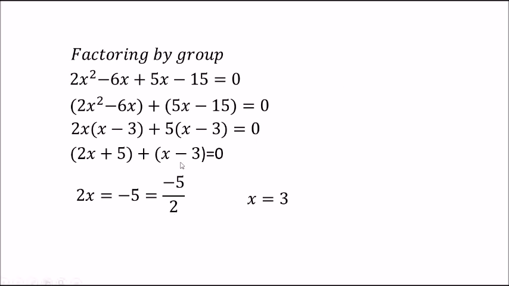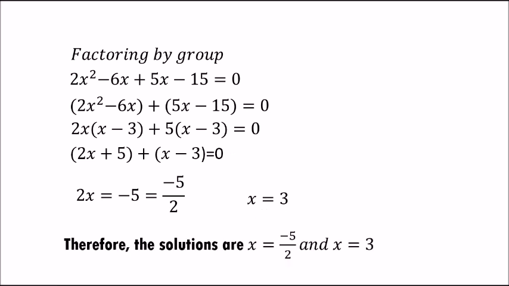Next, ito. So, transpose lang natin si negative 3 to the other side. So, we have x equals positive 3. So, therefore, the solutions of our equation are x equals negative 5 over 2 and x equals 3.